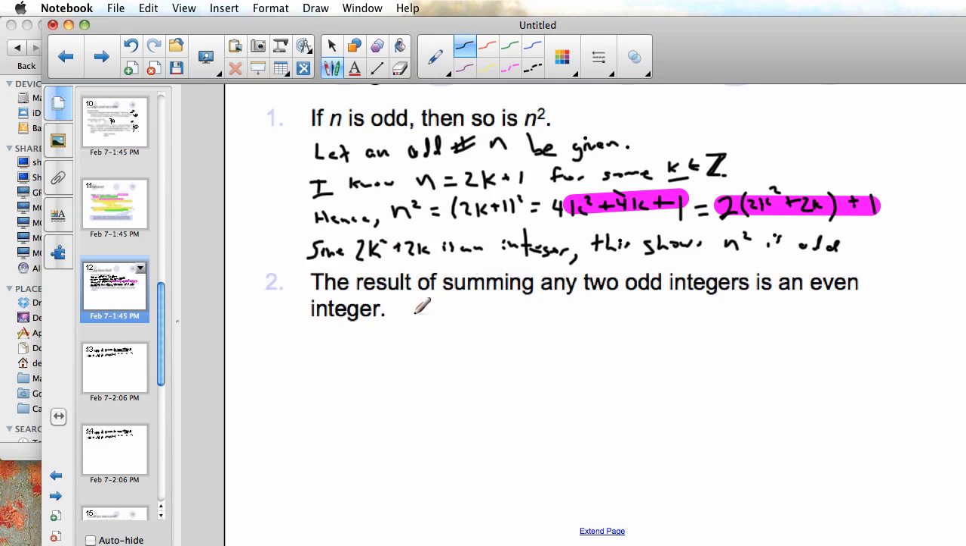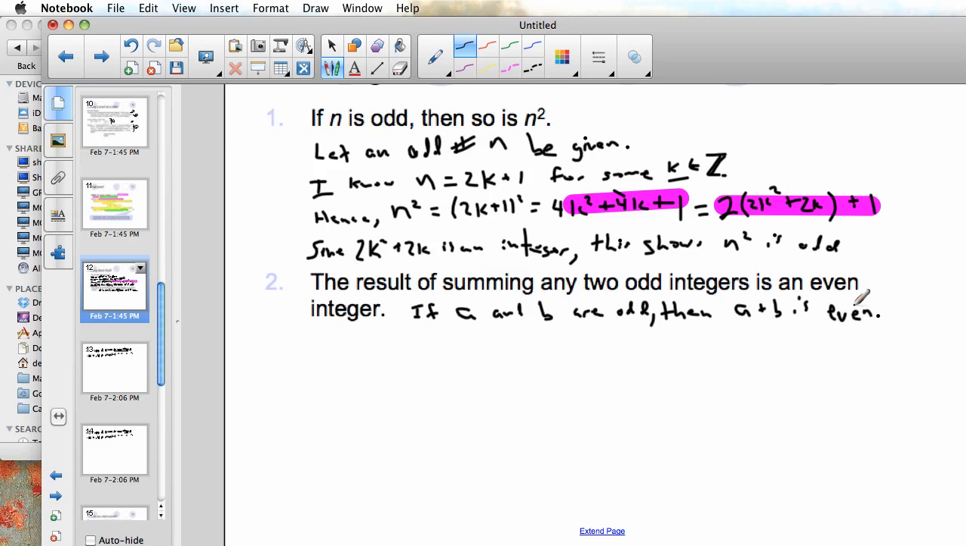So in this case, this statement could be written: if A and B are odd, then A plus B is even. So take a second to make sure you agree that that really is stating the same thing.